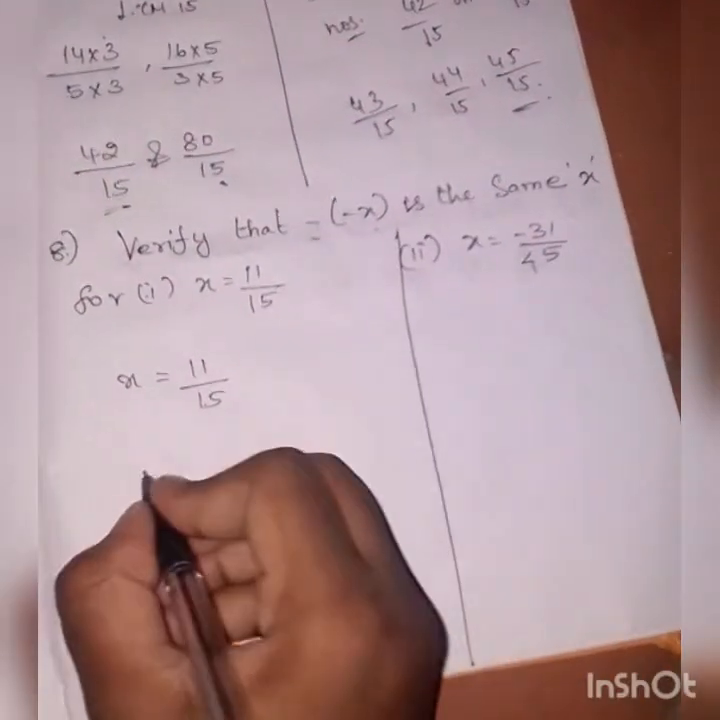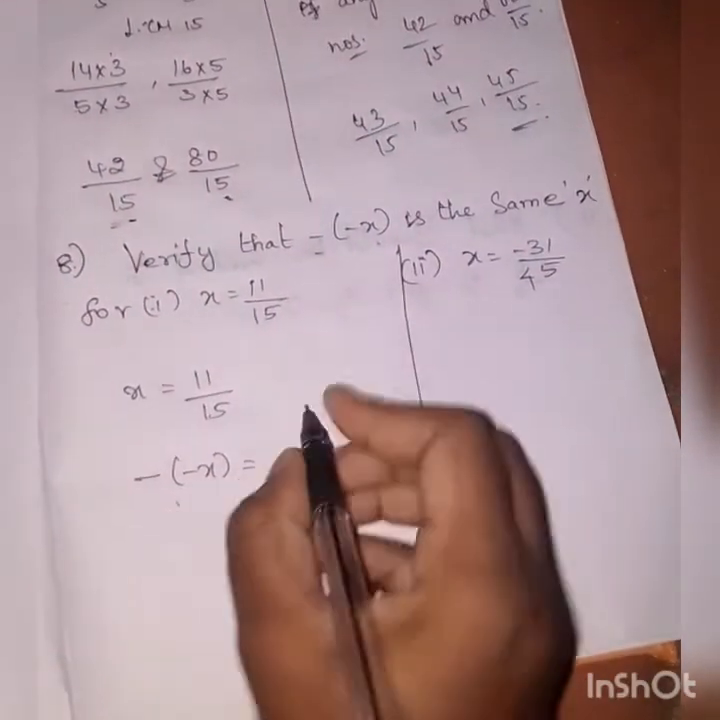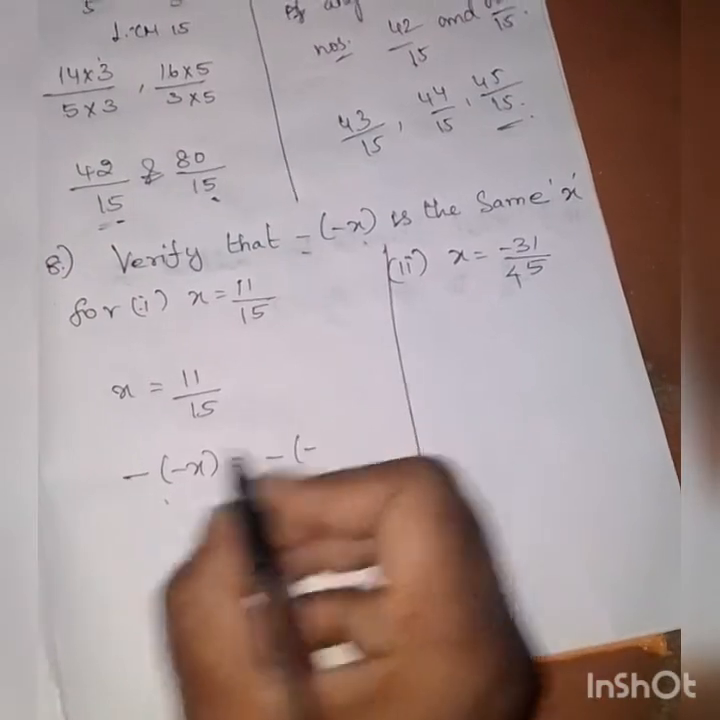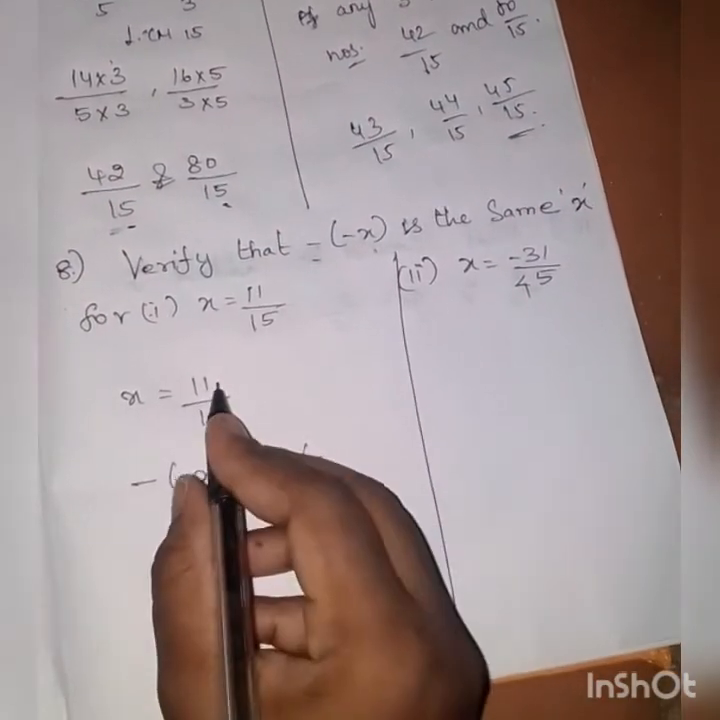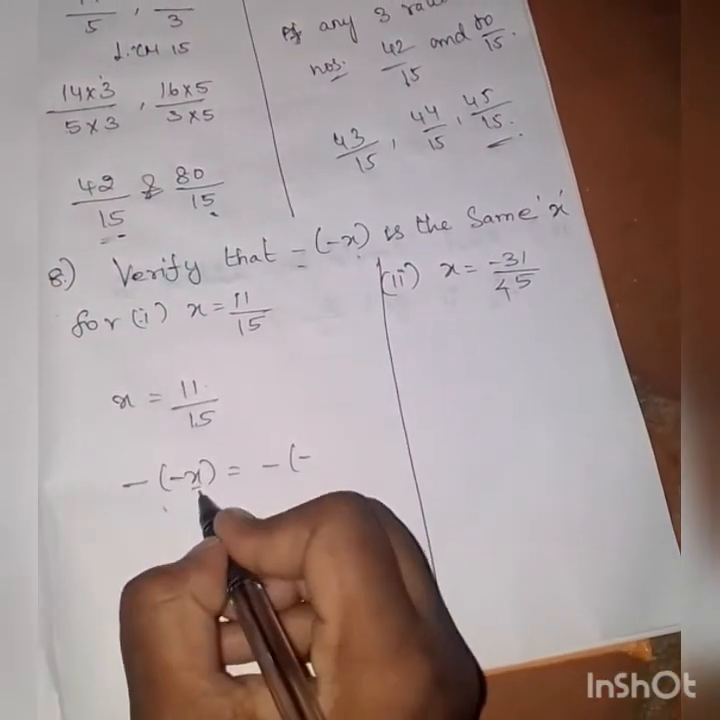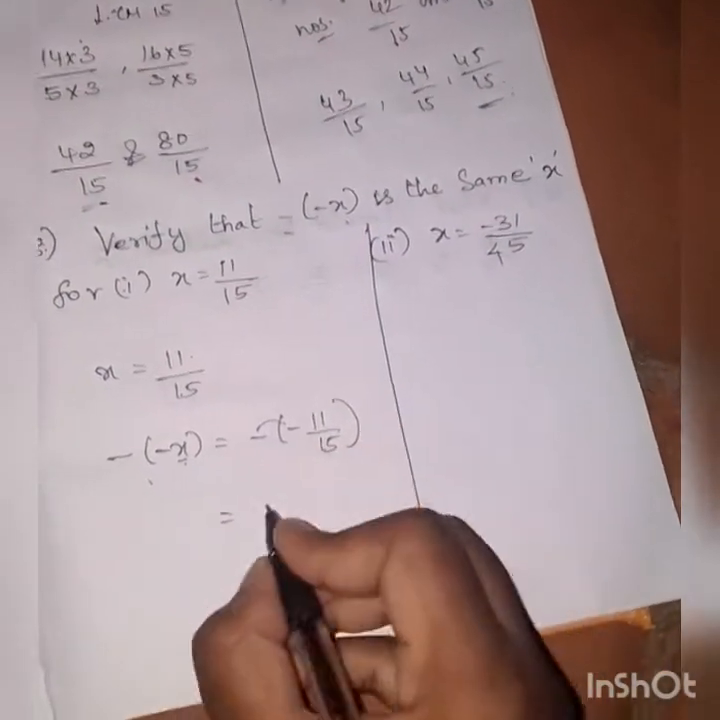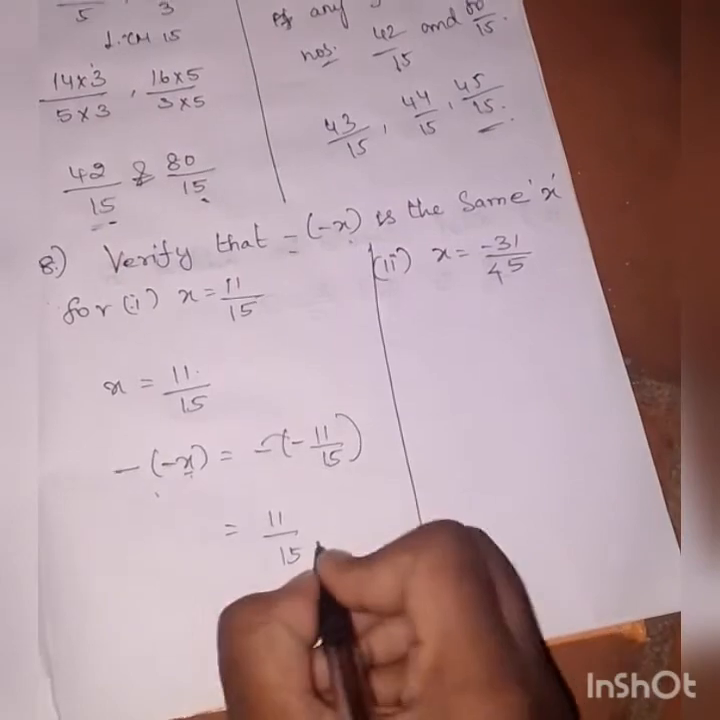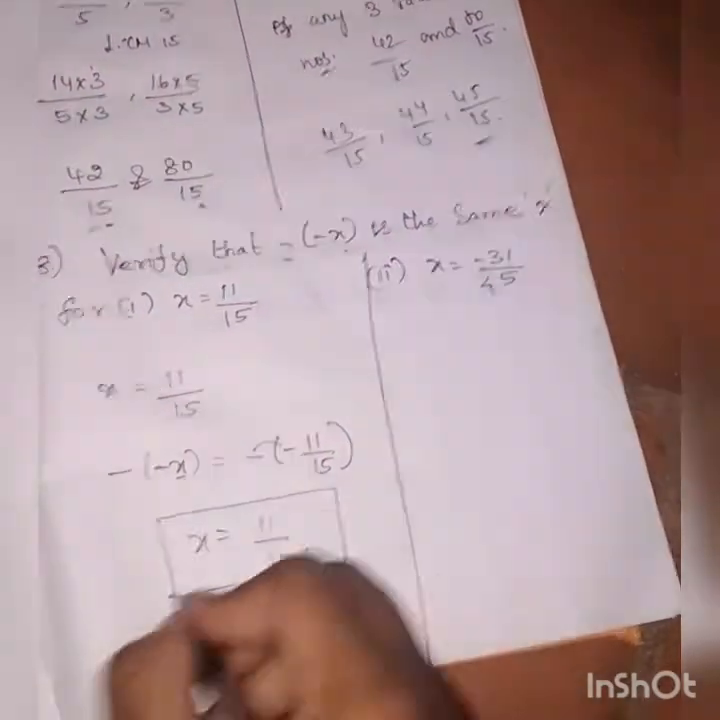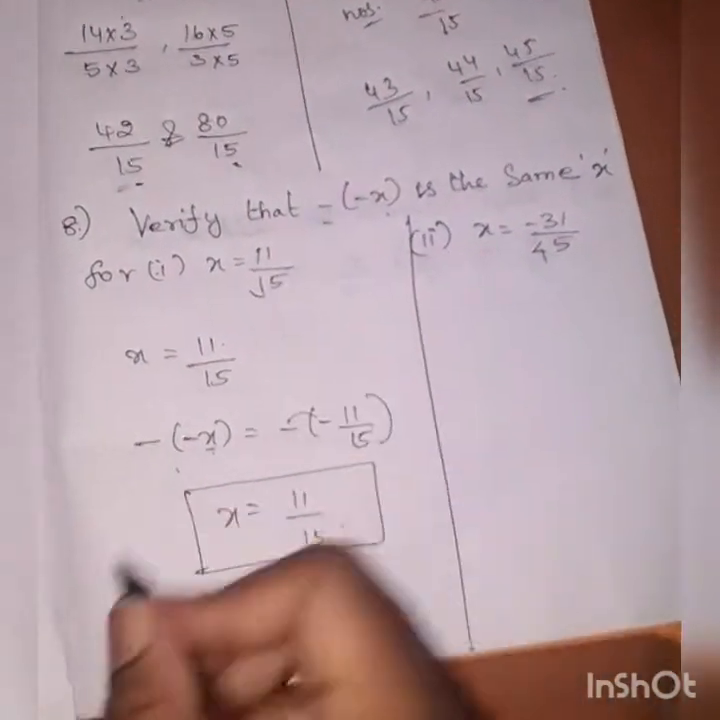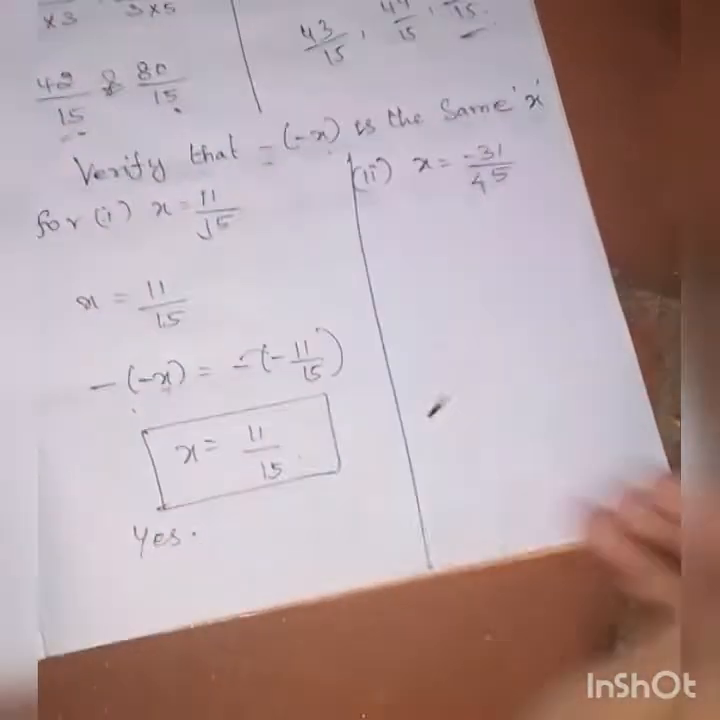What is given: minus of minus x, that is minus of minus inside. What is your x value? I am going to substitute this x value here, so 11 divided by 15. So minus into minus is plus 11 by 15. Is this the same value you are getting? Yes, it is true.